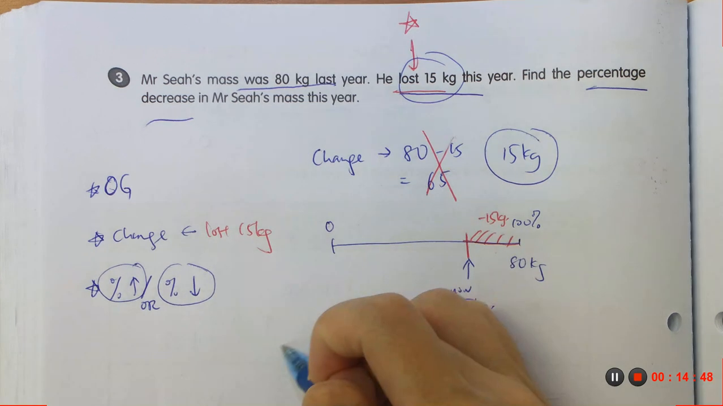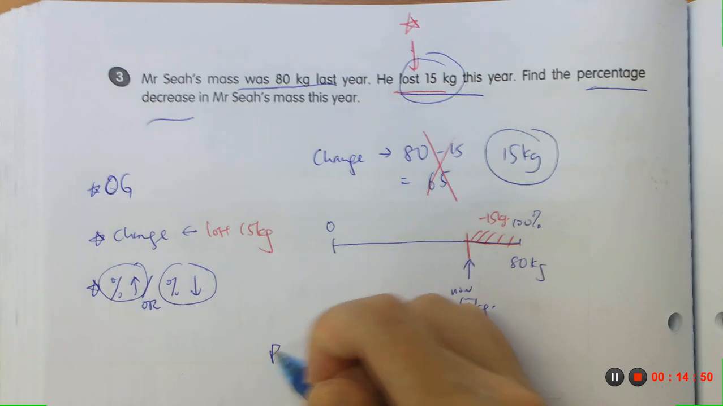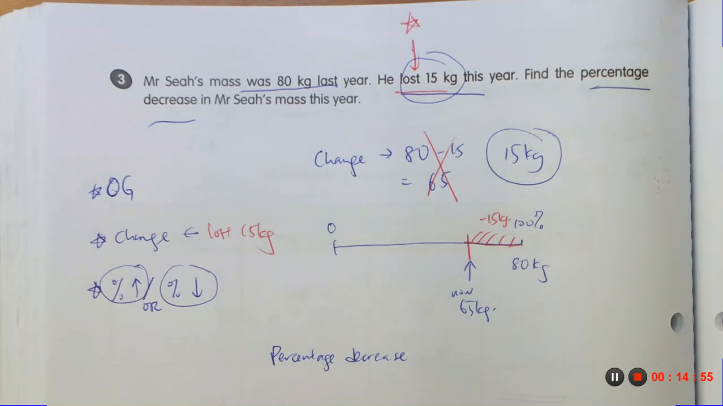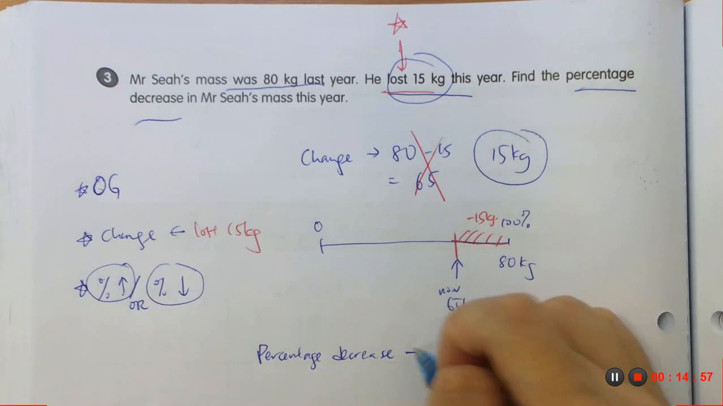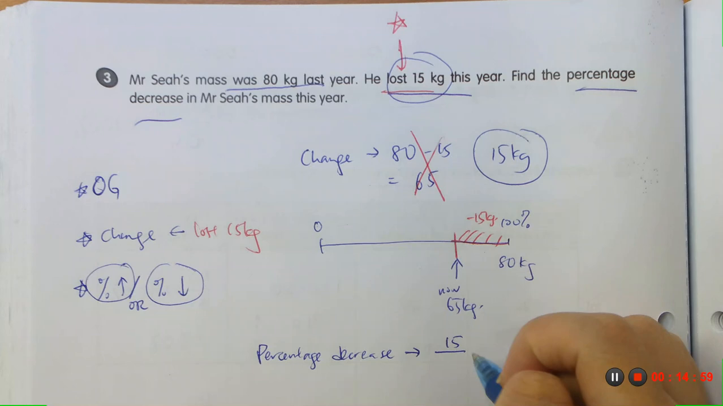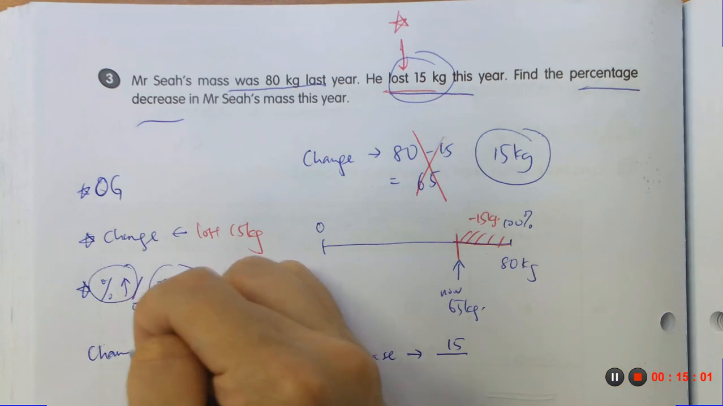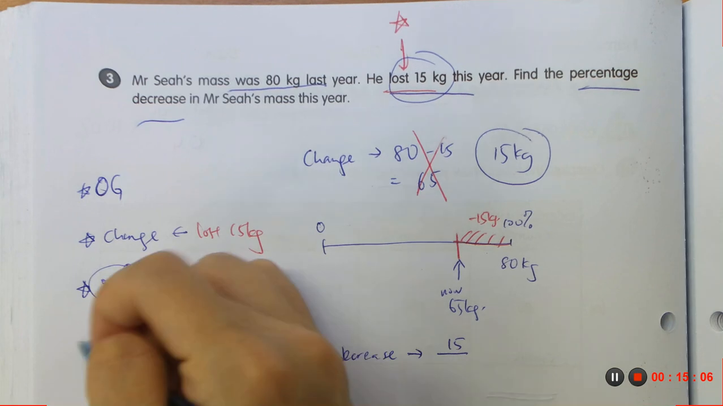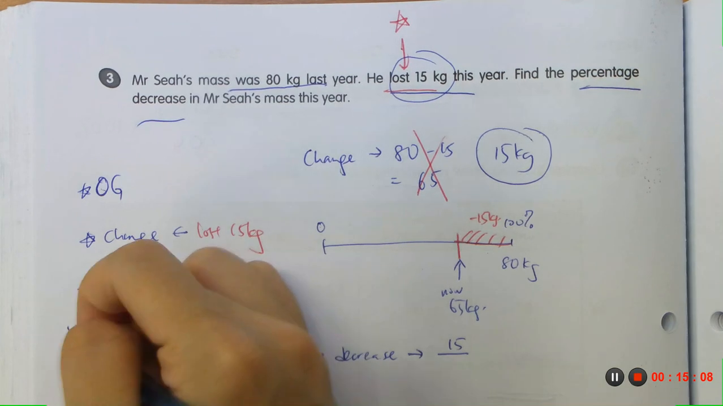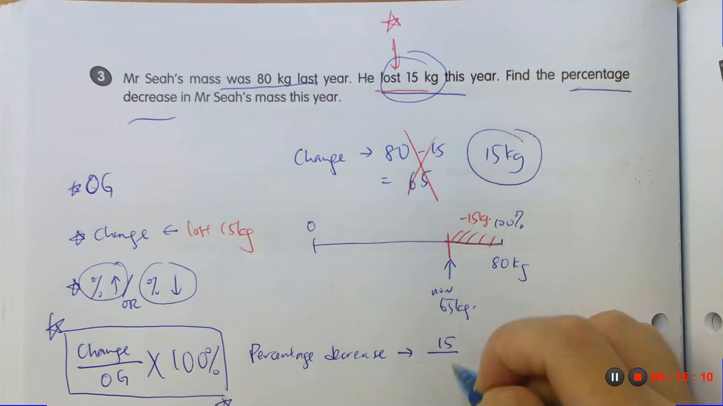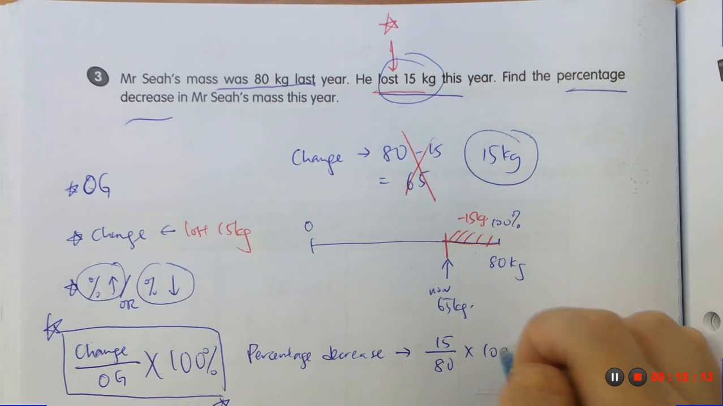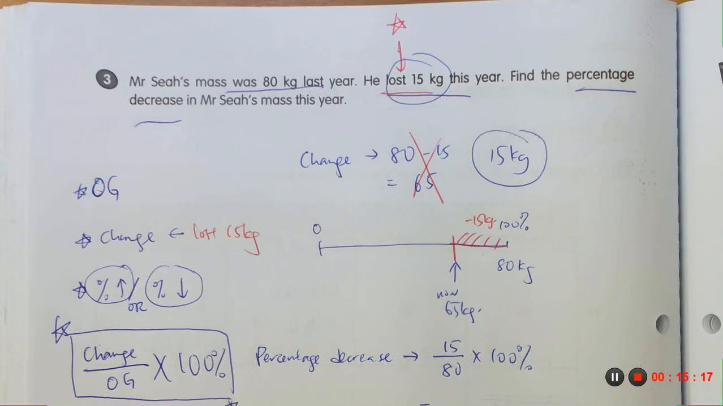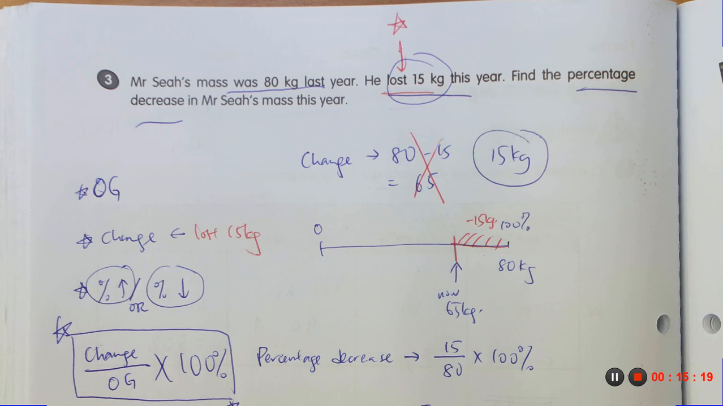So the percentage decrease will be the 15 out of the original. So change out of the original multiplied by 100%. This is the formula that we must remember. So 15 out of 80 times 100. Then you get your answer. Is that okay? So the change already is 15.